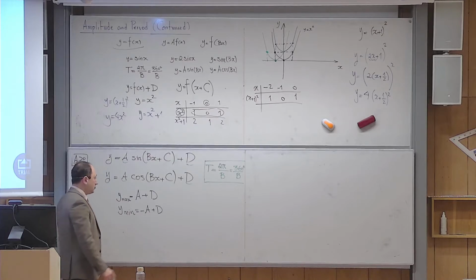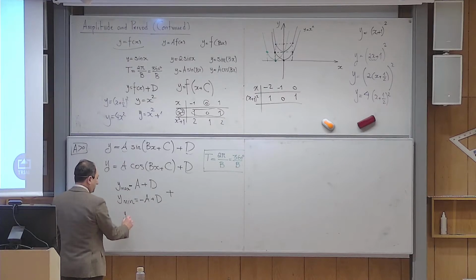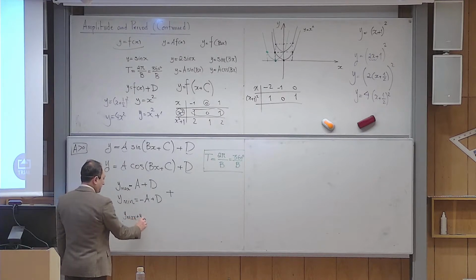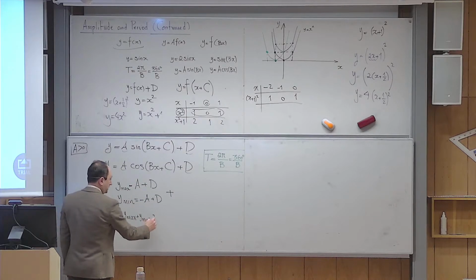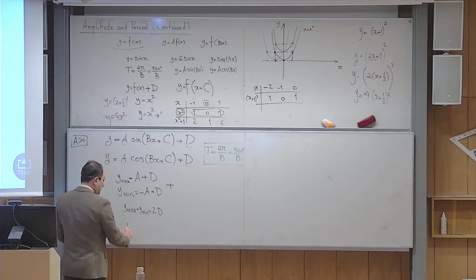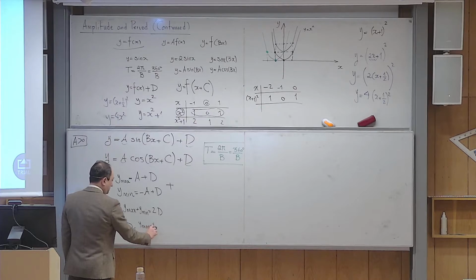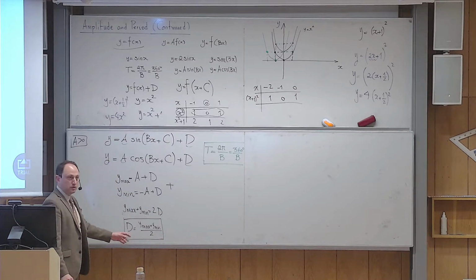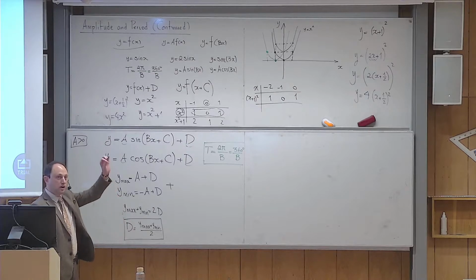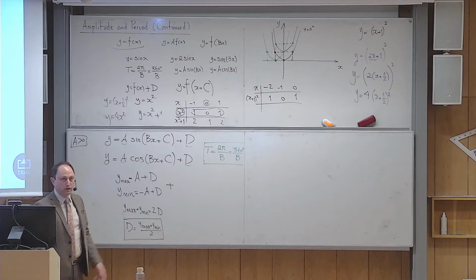And now let us add these two together. This becomes y max plus y min, which is equal to what? A and A are gone, 2D. But I am looking for D. So this is the formula I told you. It's not in the formula sheet: y max plus y min divided by 2. So it is extremely simple to calculate this, because you just look at the graph, find the highest value for y, find the lowest value for y, put them in this formula, and you find D.